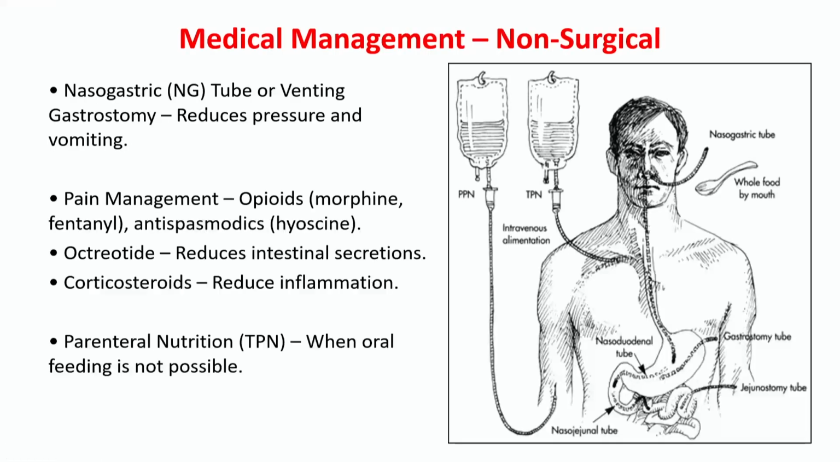When a patient is very seriously ill, we use medical, non-surgical management. This is the nasogastric tube, or venting gastrostomy, which reduces the pressure and vomiting. Pain management: opiates like morphine, fentanyl; antispasmodic, hyoscine; and octreotide reduces the intestinal secretion. These are the medicines, okay? And corticosteroids reduce the inflammation.